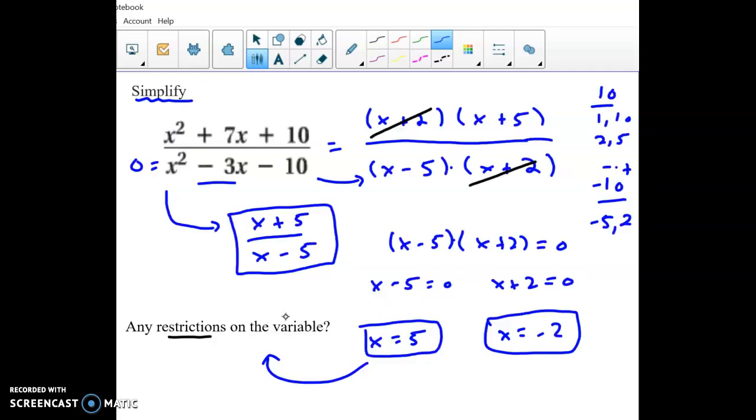And that's really what's going on here is there's restrictions on x because this whole expression in the bottom cannot be 0. Otherwise, it makes big time problems. Okay, I hope all of that helps.